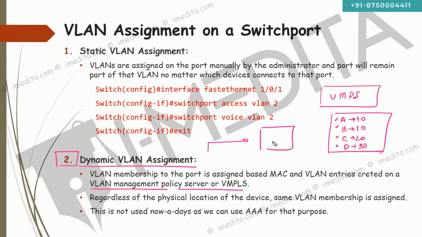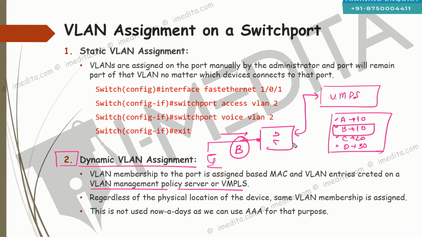Now, when the user connects itself onto the switch, it will present its MAC address. The switch is going to ask the VMPS server which VLAN MAC address B belongs to. The VMPS server is going to tell the switch that B belongs to VLAN 10. So this port is dynamically going to be configured in VLAN 10. And let's say the user connects to this port and has MAC address C. The switch is going to ask the VMPS which VLAN C belongs to. Turns out that C belongs to VLAN 20. So VLAN 20 membership is going to be assigned to that particular port.